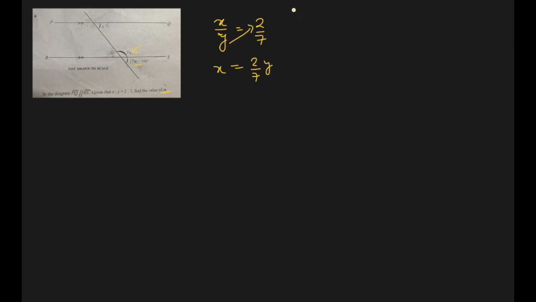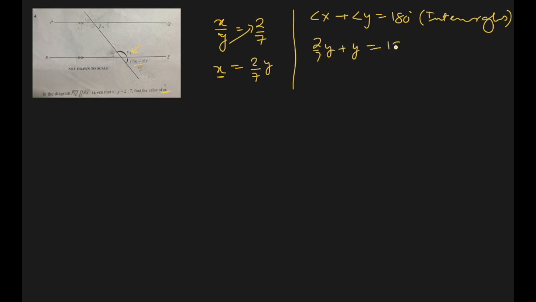Now angle X plus angle Y will be 180 degrees because they are interior angles when two parallel lines are cut by a transversal line, and that's what we're going to do now. So in place of X we write 2/7 Y. Plus Y is equal to 180. 7 plus 2, 9 over 7 Y equals 180. Again cross multiply, 7 multiplies here, so Y is 180 times 7, and 9 becomes the denominator.